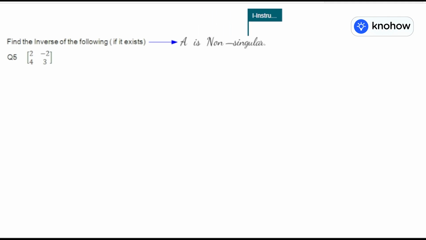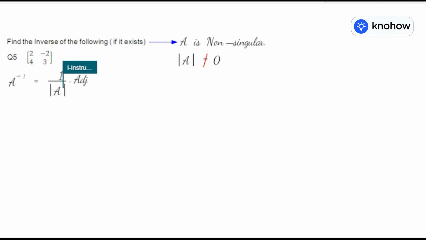By non-singular you mean determinant A is not equal to 0. A matrix is said to be singular if determinant A is 0 and non-singular if determinant A is not equal to 0. And what is the definition of A inverse? The definition of A inverse is 1 by determinant A into adjoint A. It is also clear from here that in case determinant A is 0, 1 by 0 will be meaningless, so it won't work. So let us first find out determinant A and then we'll substitute in this relation 1.